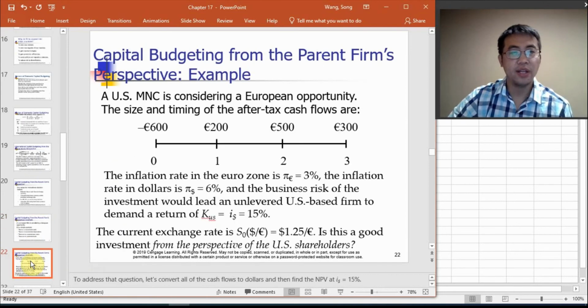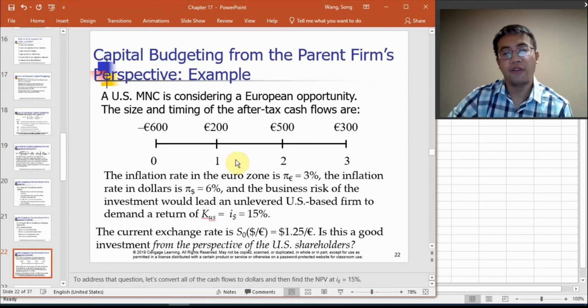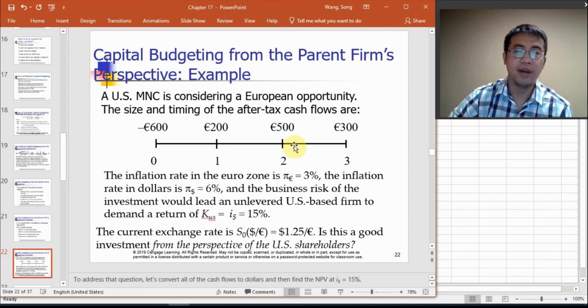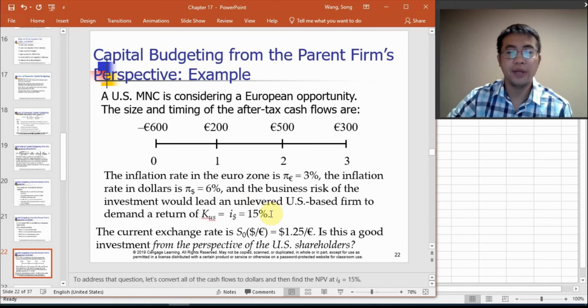And let's see right here, we have a multinational corporation, and this is an American company. It has a European business, and this is the initial investment for the European business. That's 600 euros, and then you're going to receive positive cash flow in the next 3 years. In the first year is 200 euros, followed by 500 euros in the second year, and then 300 euros in the last year.